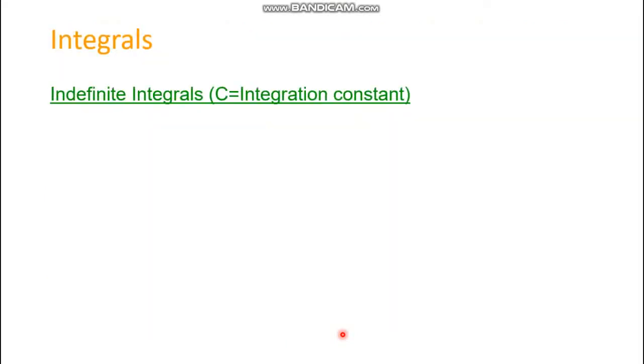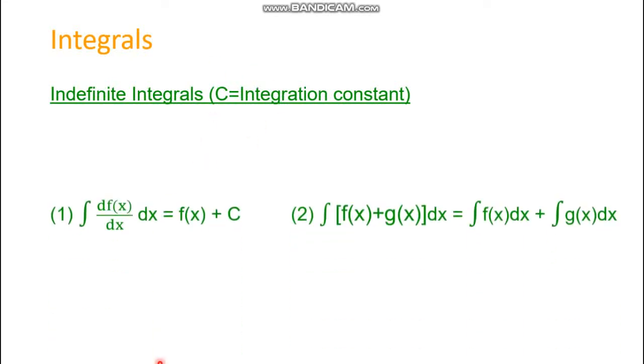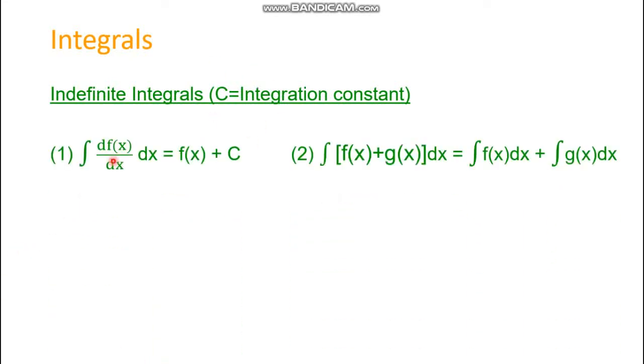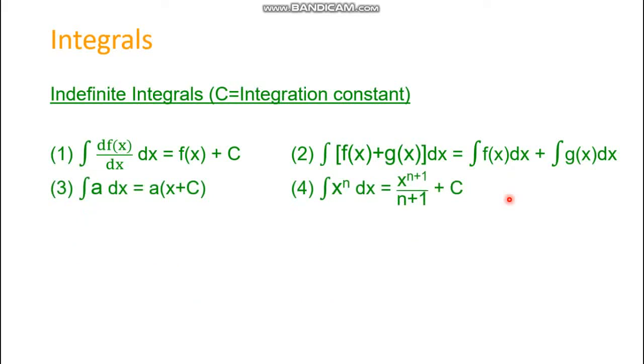Now move on to another subtopic, which is integrals. Integrals are generally of 2 types: one is definite integral, another is indefinite integral. We start from indefinite integrals, where the results involve an integration constant. Here c is the integration constant. First of all, d/dx of ∫f(x)dx equals f(x) plus c. Then the integration of a sum of 2 functions would be the sum of integrations of the functions. Next, if a is some constant, then the integration of a dx would be a·x plus c.